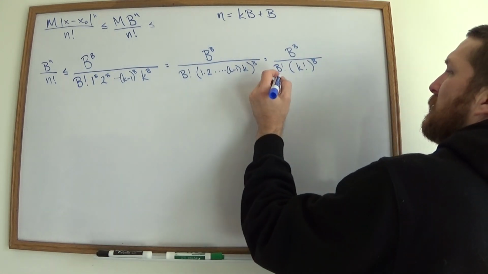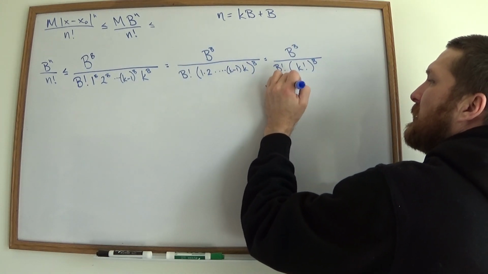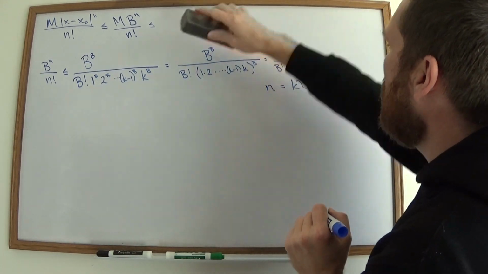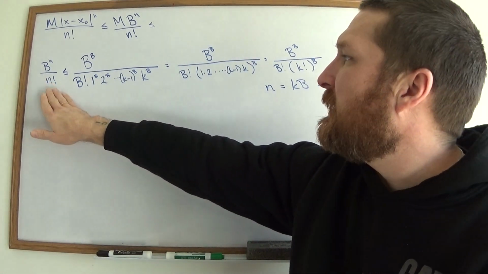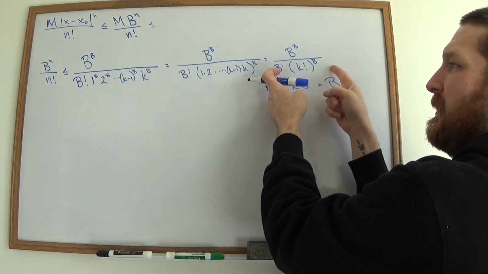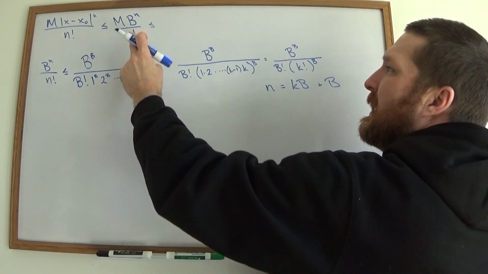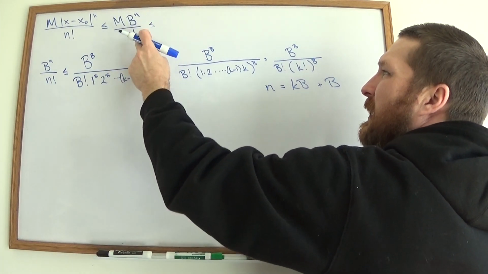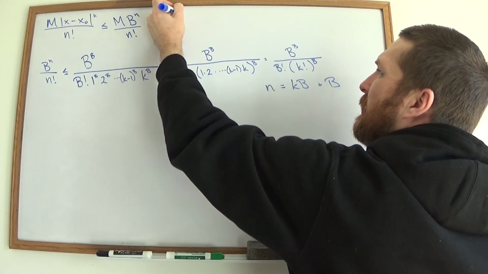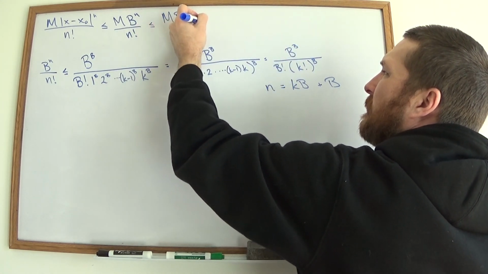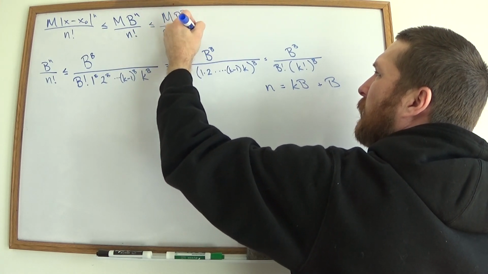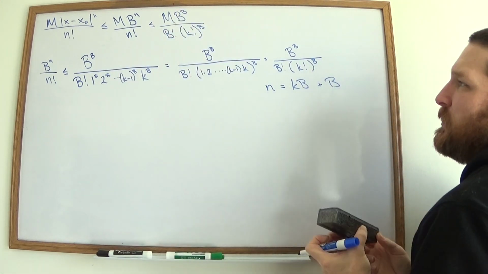I'm going to rewrite this here so I don't forget what that is. N equals kb plus b. Now, we've shown that b to the n over n factorial is less than this expression right here. Therefore, we could say m times b to the n over n factorial is less than or equal to m times this expression right here, b factorial over k factorial to the b. Now what we want to show.